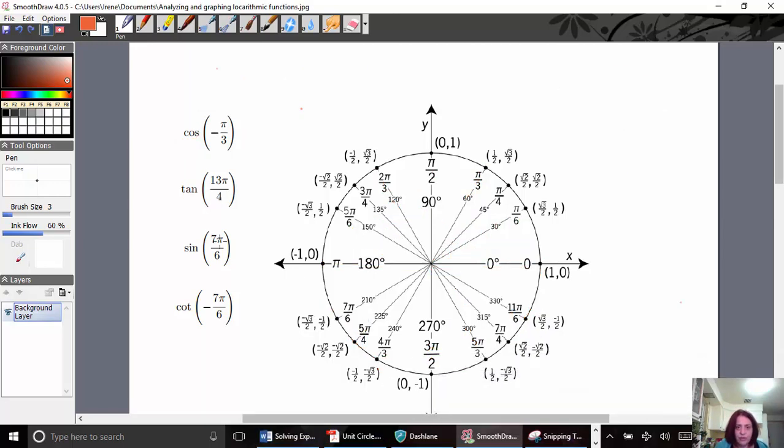Let's assume now that we want to calculate the sine of 7 pi 6. The first thing that we are focusing on is our angle. We want a positive angle right here. 7 pi 6. What we need to do is start from here, move on, and cover 7 pi 6.